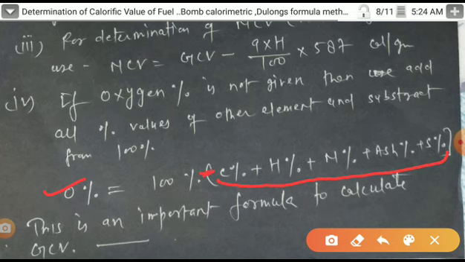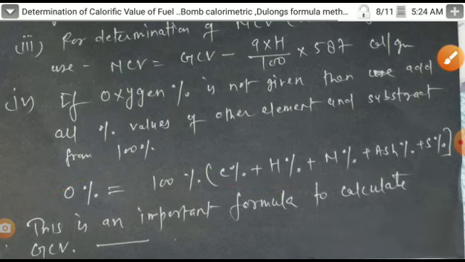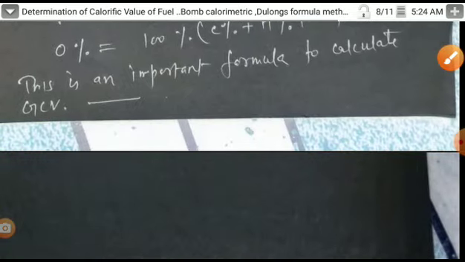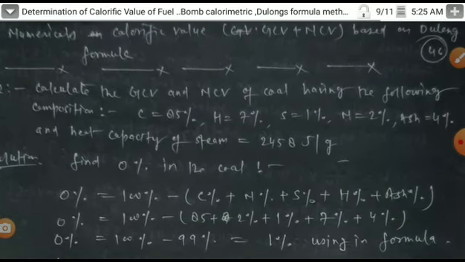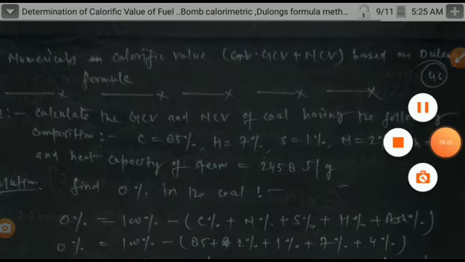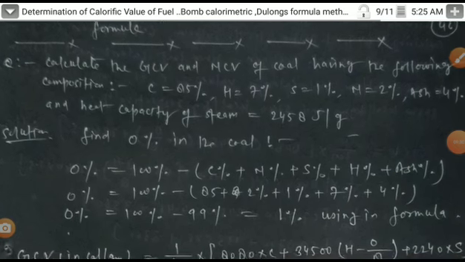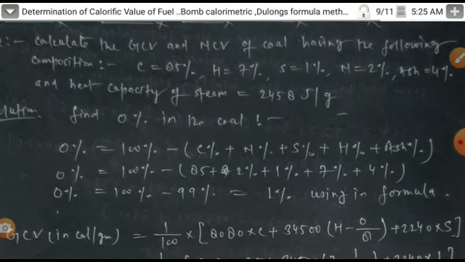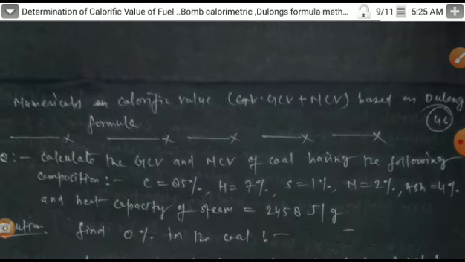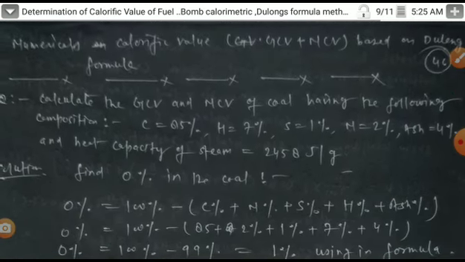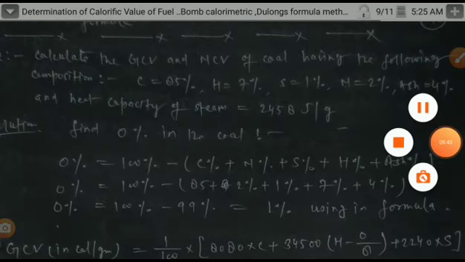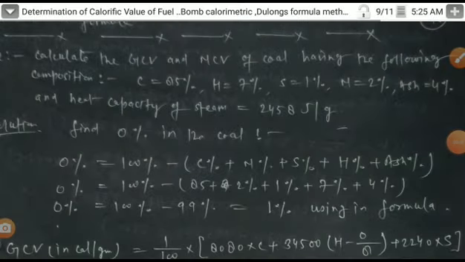100% subtract. This is an important formula to calculate the GCV. So here is an important formula. Now for the demo numerical, here you can read, which is totally based on the Dulong's formula method, the numerical on the basis of the Dulong's formula method to calculate the GCV or NCV.